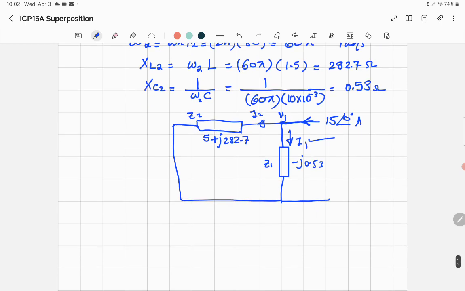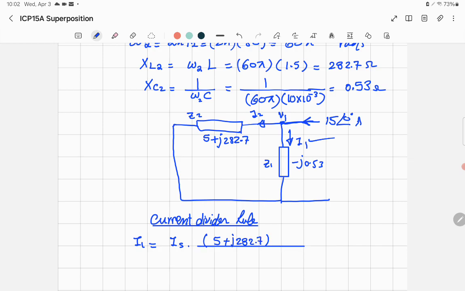So what I'm going to do is the current divider rule. How do you do that? Well, I'm going to say that I1 is equal to the total current, I source, times the opposite impedance. What is the opposite impedance? If you want to calculate the current in this impedance, you multiply by the opposite one. This one, which is equal to 5 plus J 282.7, divided by the total impedance of the two branches.